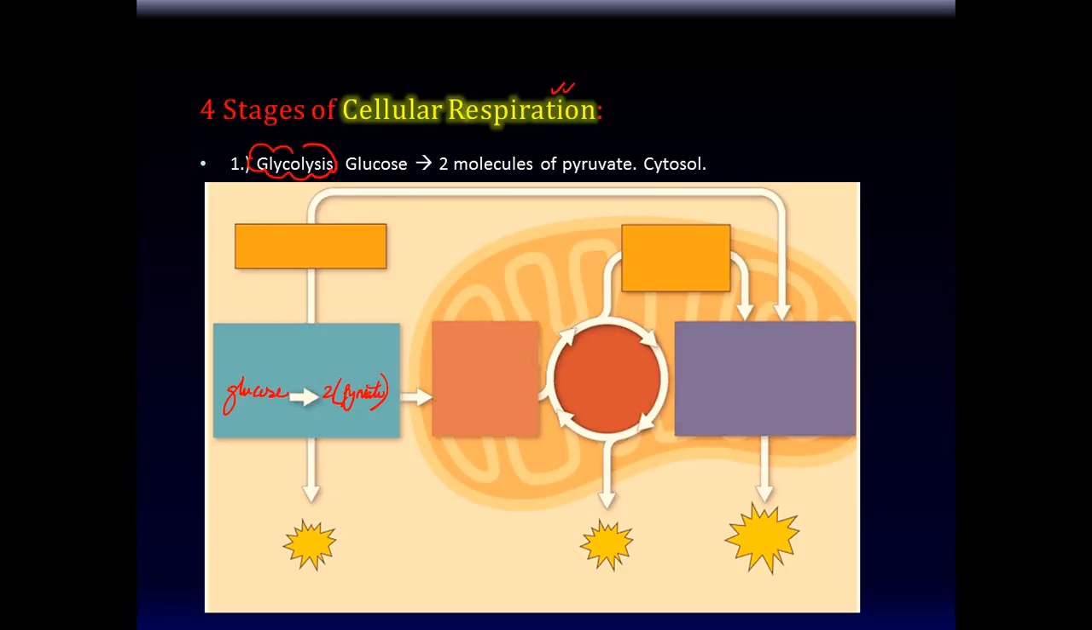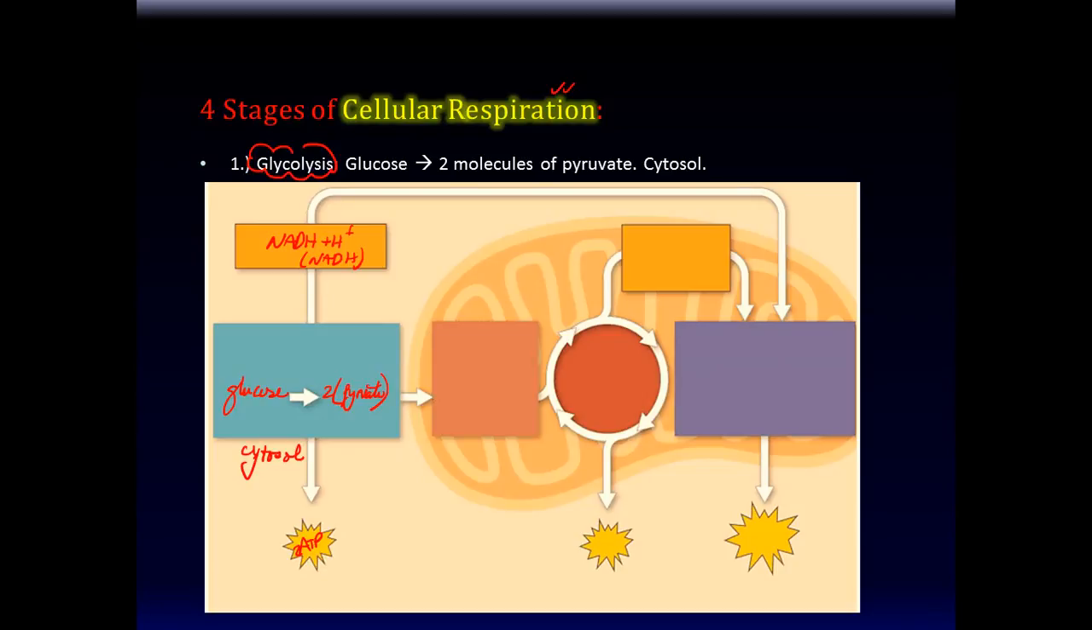This process occurs outside the mitochondria, in the cytosol. And this generates ATP, a net of 2 ATPs. And it also generates NADH plus H plus, or sometimes it's written as NADH.